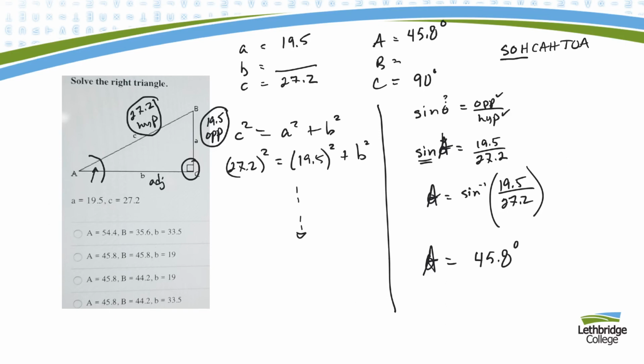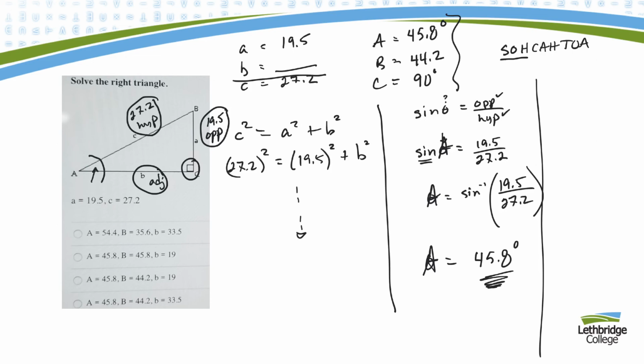Then to figure out the other, this will be 44.2, just subtracting it from 180. So all three of these have to add up to 180. And then if I wanted to, to find that B side, I could have used trig as well. So that's the adjacent side. Now that I know what one of the angles are, I can use a ratio to figure that out.